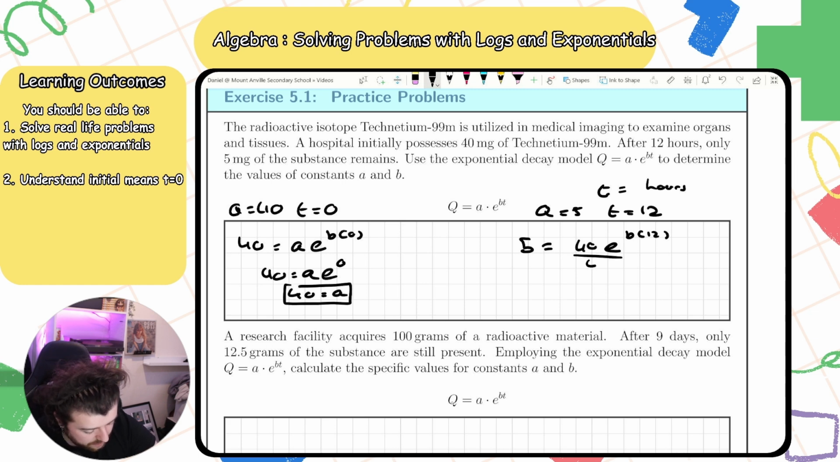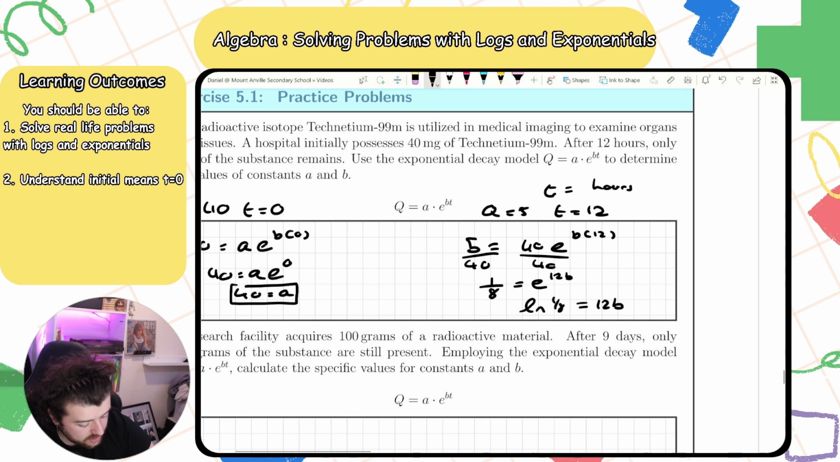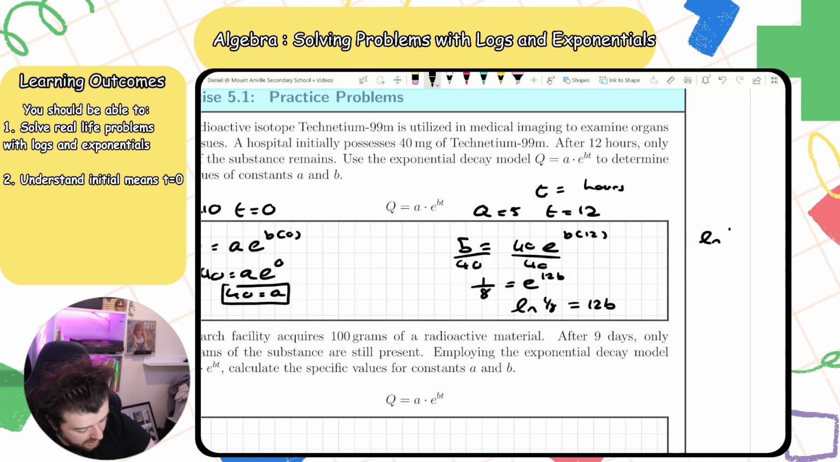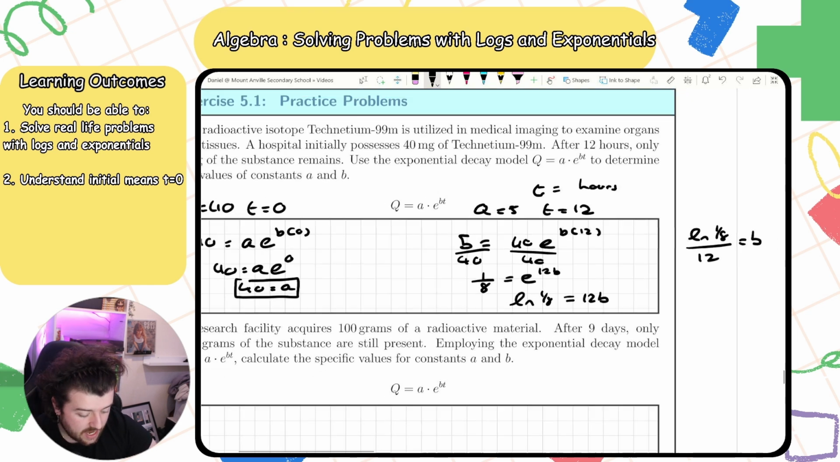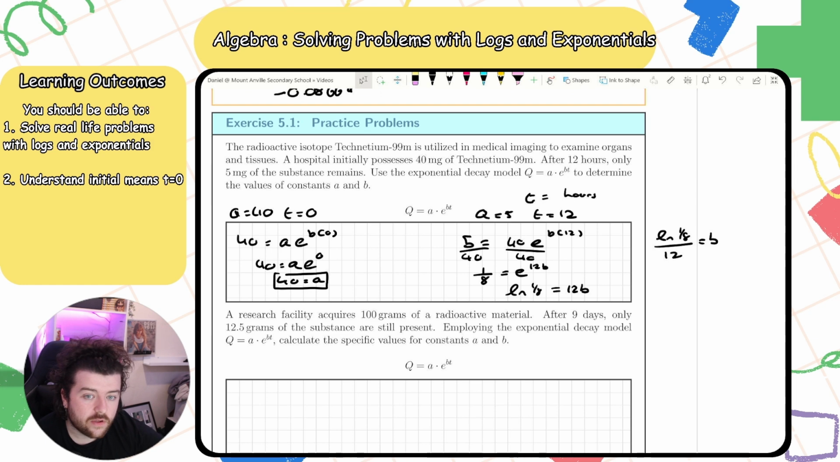So divide both sides by 40. 1 over 8 equals e to the 12b. Taking ln, ln 1/8 equals 12b. Divide both sides by 12. ln 1/8 divided by 12 is equal to b. And b is going to be equal to, put that into your calculator.